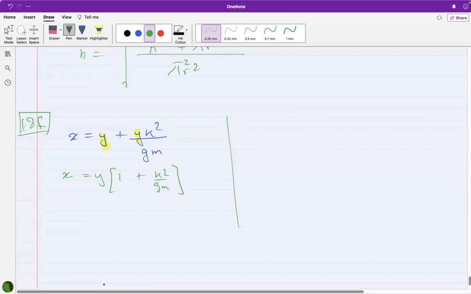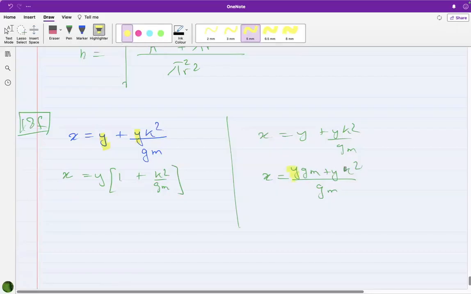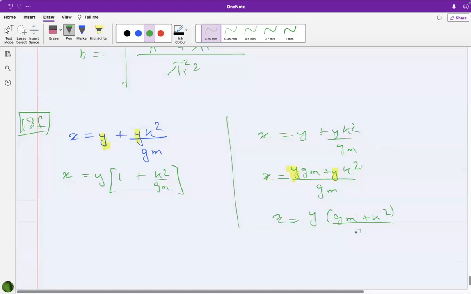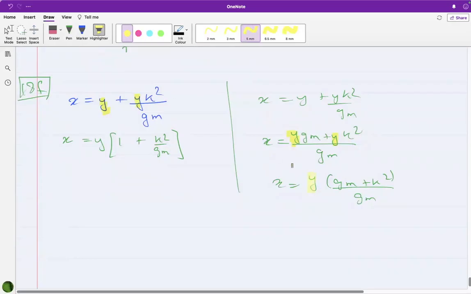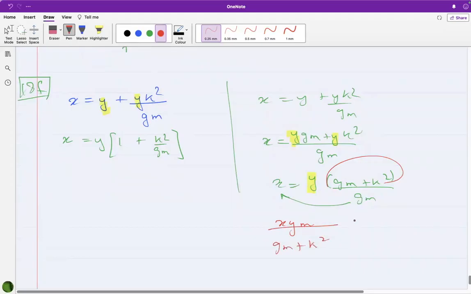And yes, if you wish to take out the LCM, we can do that. That would be x is equal to y plus yk square over gm. This is the question. And LCM is gm, so y gm plus yk square. Now we can take these out common. So you started with LCM first and then took out common. In order to keep y alone, may I take this gm on the other side and write x gm, and divide all of this and write gm plus k squared equals to y?